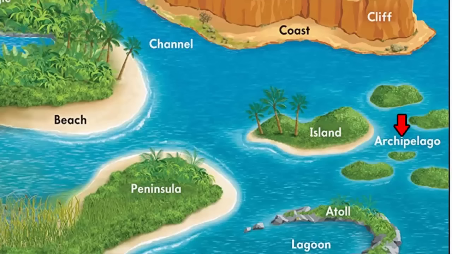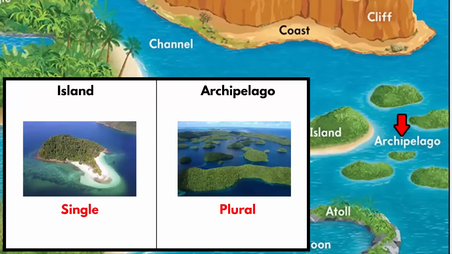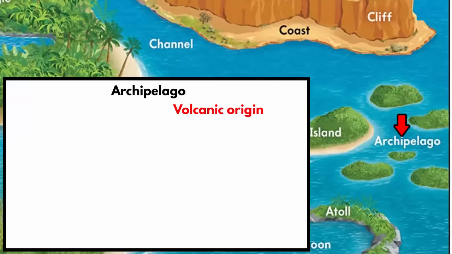The next one is Archipelago. They are also islands, but the only difference between an island and an archipelago is that archipelago is the plural form of an island. In other words, archipelago is the name given to group of islands. So an island is singular, whereas archipelago is plural, which means group of islands. Most archipelagos are of volcanic origin.